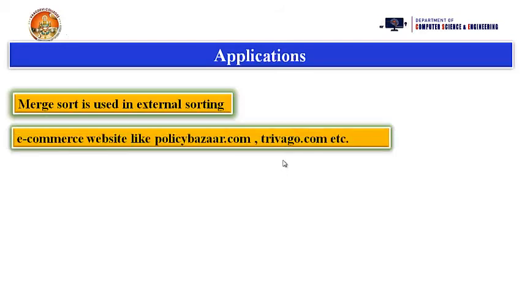E-commerce websites like PolicyBazaar.com and Trivago.com etc. use their search engine for collecting data from other websites to provide the minimum cost of booking a hotel room or purchasing a product. So in e-commerce websites also we are using the merge sort technique.